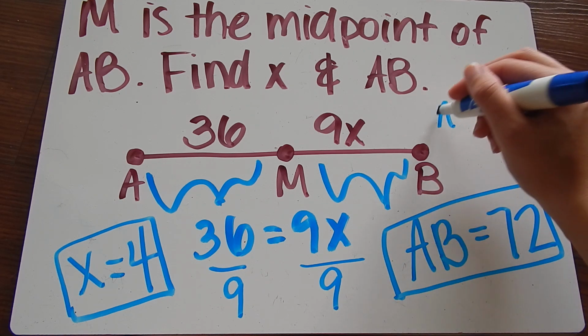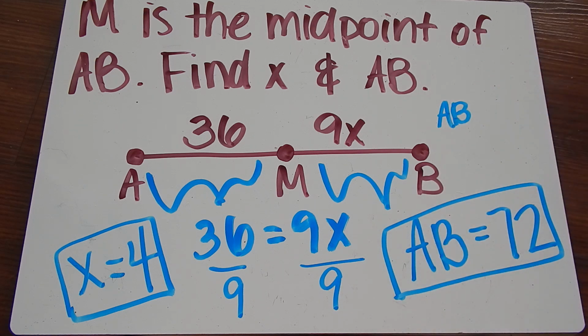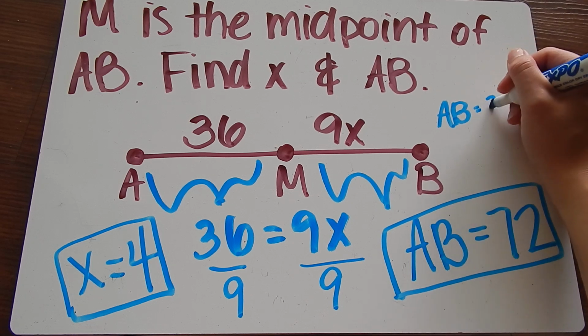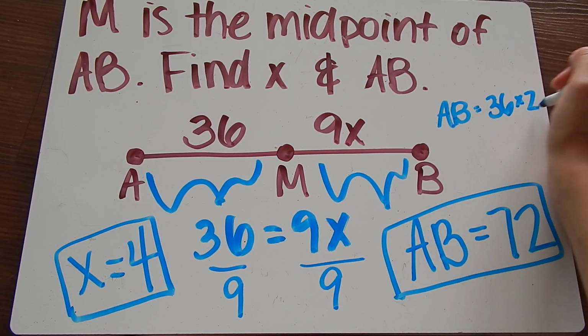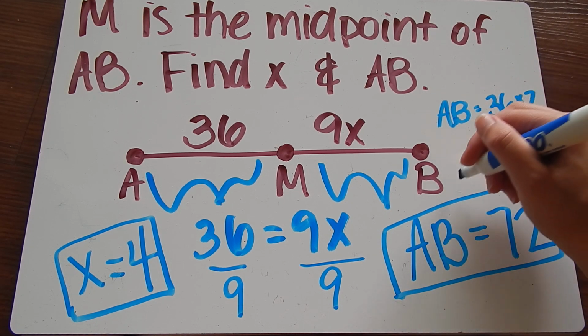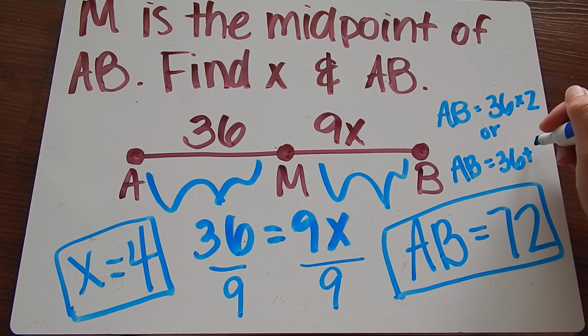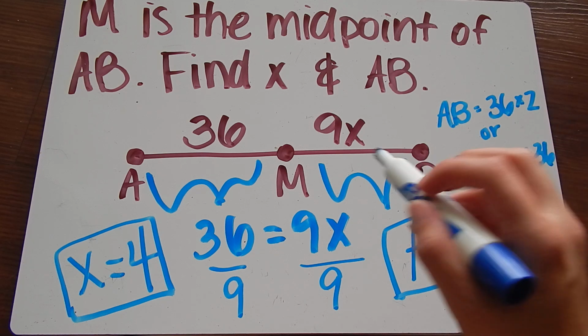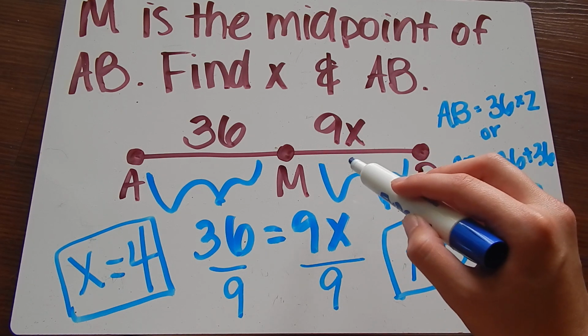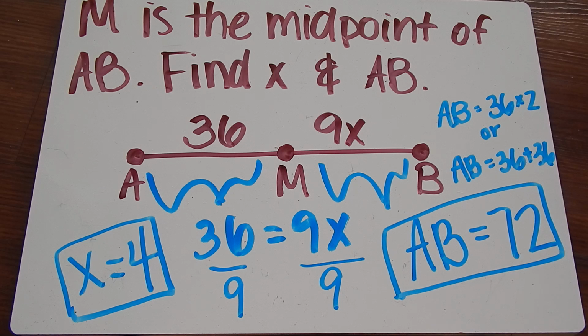So for those calculations, you can do it two ways. You can just multiply half of it by 2, so 36 times 2. Or you can add the two sides together, which would be 36 plus 36, because this side here is 9 times 4, which is 36. Either way, we get 72. So those are our two answers.